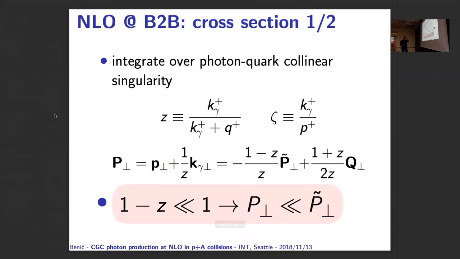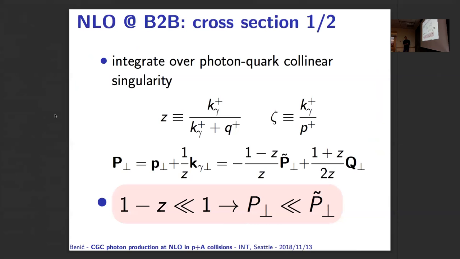Now when you have that, you still have to integrate over the phase space. So we integrate over the photon-quark collinear singularity. Then you have this z variable, which is the momentum fraction of the photon, the ratio of the photon momentum to the momentum of the parent quark. We also introduce this abbreviation. And now I guess this is the crucial point. The total momentum of the final state, which enters the gluon distribution, in the collinear approximation is written like this. Then you go to these new variables, and you get this expression here.